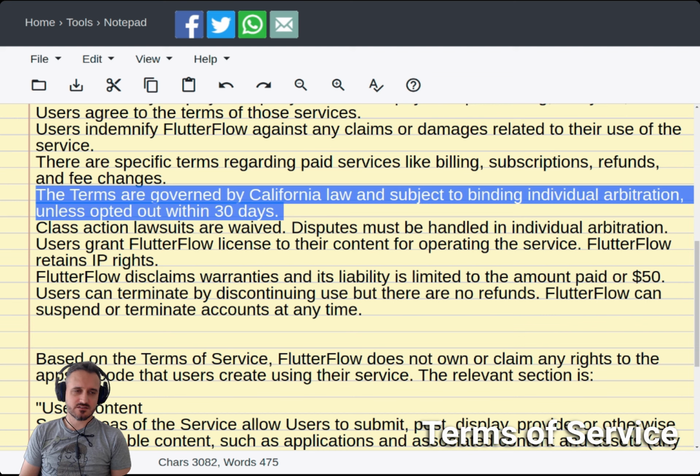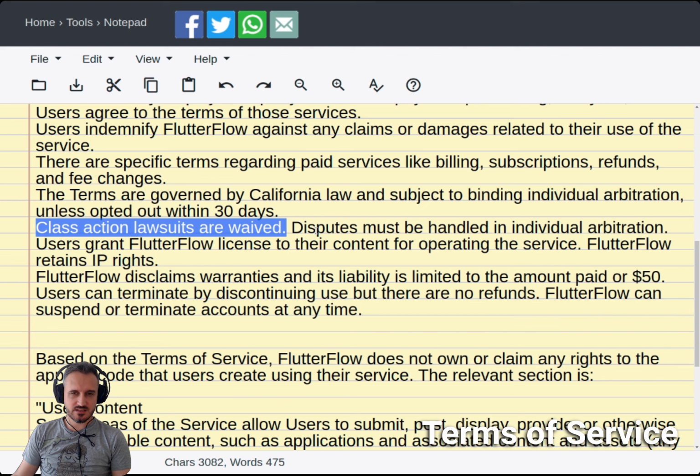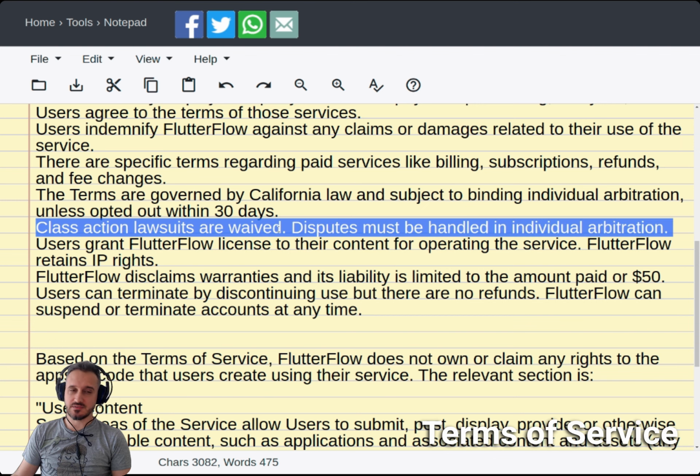So keep in mind that Flow is a California-based company. If you want to know about that, it is California based. And I think this is important information as well. And then it says class action lawsuits are waived, which I have no idea what that is exactly. I'm not a native English speaker and I'm not a lawyer, so that's a little bit hard for me to explain. Disputes must be handled through individual arbitration.